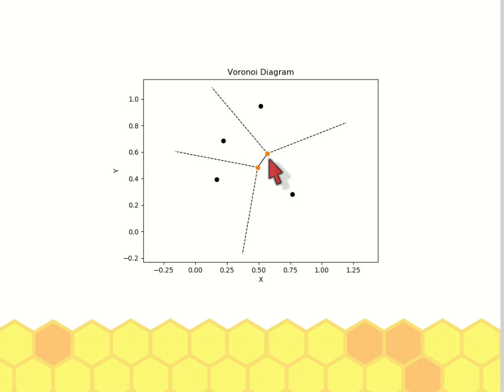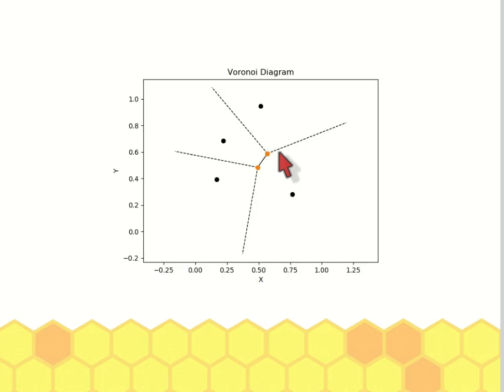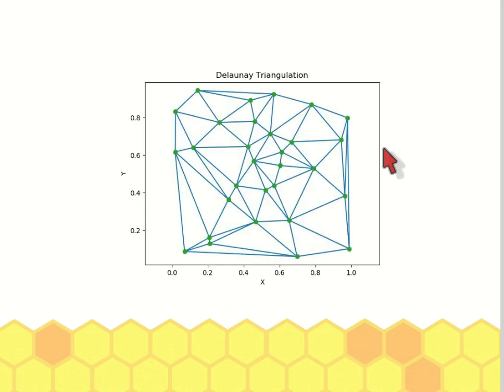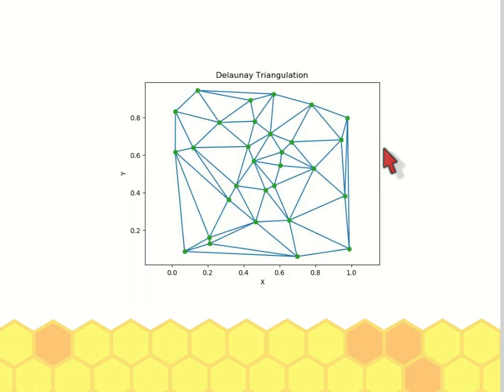This code will generate a Voronoi diagram given the four obstacles here: 1, 2, 3, 4. Yes, you have 4 points here, and then you can generate the Voronoi diagram. This is the Delaunay triangle, and you can generate it using this code.